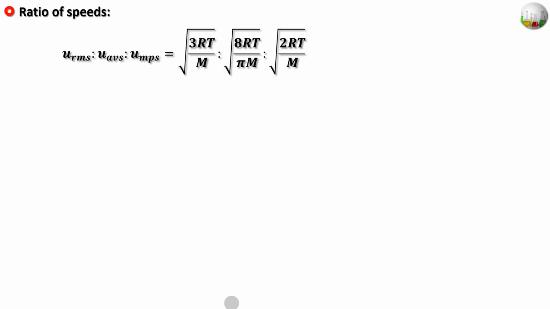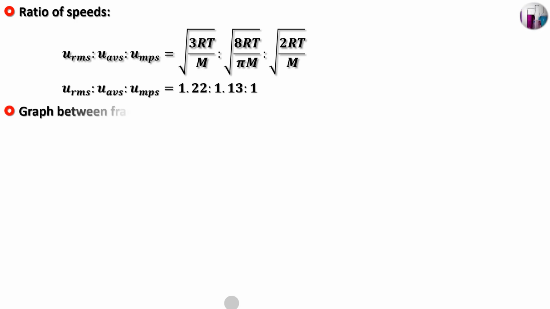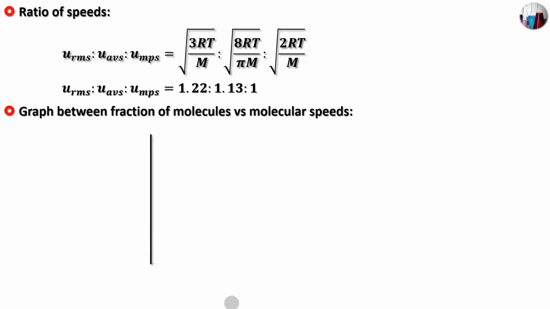And you'll always find the URMS to be higher than the average, higher than the MPS, because remember MPS was not in the middle. Average would be sort of in the middle, but it's rather difficult to figure out where the average is because the curve is not symmetrical. But definitely it should be to the right of MPS, and RMS seems to be better than that.